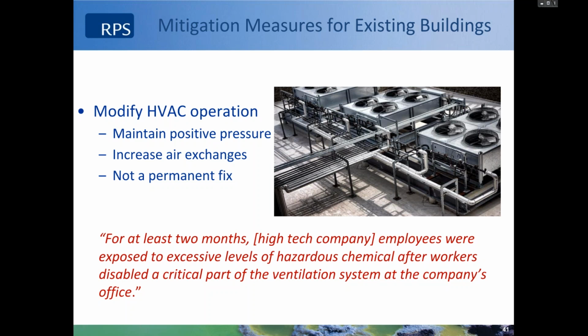And there's a quote here at the bottom which I really like. We redacted the name of the company to protect the guilty, but for at least 2 months, high-tech company employees were exposed to excessive levels of hazardous chemical after workers disabled a critical part of the ventilation system at the company's office. So this is a solution where they had a vapor intrusion problem, and so they decided to crank up the HVAC as a solution. But then some maintenance guys came in one weekend, and they didn't get the memo, and so they noticed it was running really high, and they turned it down. And then no one noticed that for like a few months.